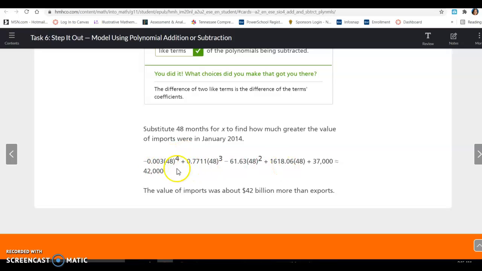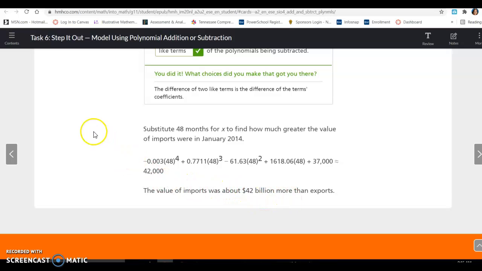So this is the difference. This was our new function after we subtracted exports from imports. And then we're going to substitute 48 in for x. And it gives us 42,000. But remember above it said in millions. So then that converts to the value of imports was about 42 billion more than exports, which is probably not good. Our imports and exports should be about equal. This shows that we are importing way more stuff than we're exporting, if this data is correct.